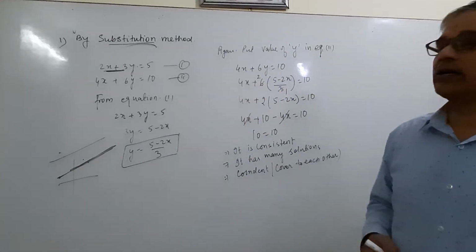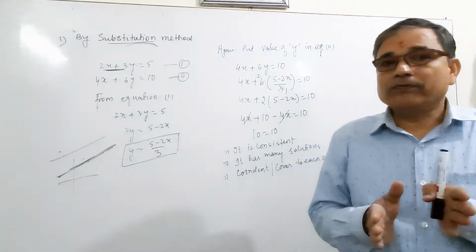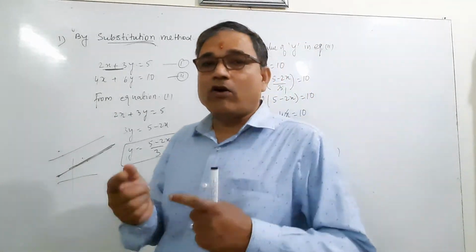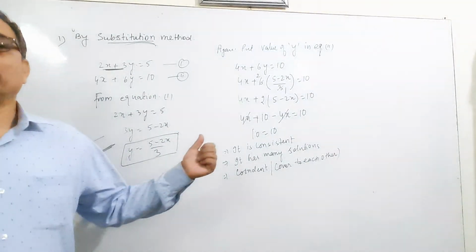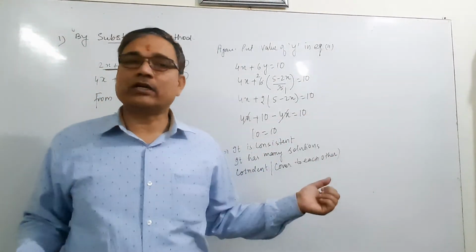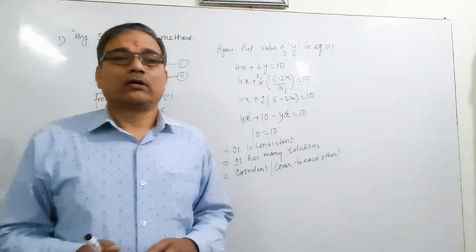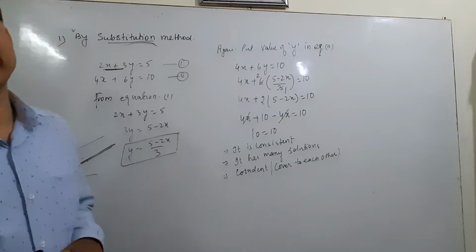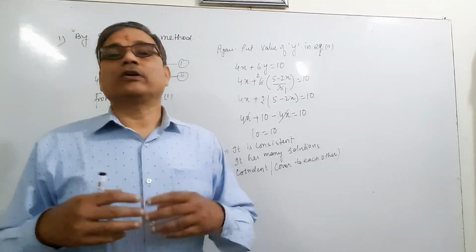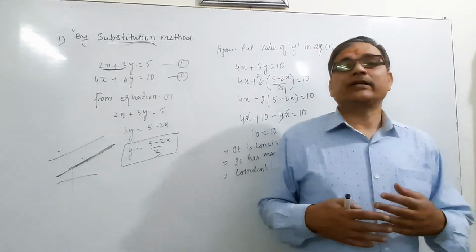This condition may be possible when we solve by the substitution method. If the values of x and y are found, then it has a unique solution. If LHS equal to RHS, it has many solutions. If LHS not equal to RHS, then it has no solution. Is it clear? And try to solve the questions from the exercise, and we will discuss them after completing the chapter.